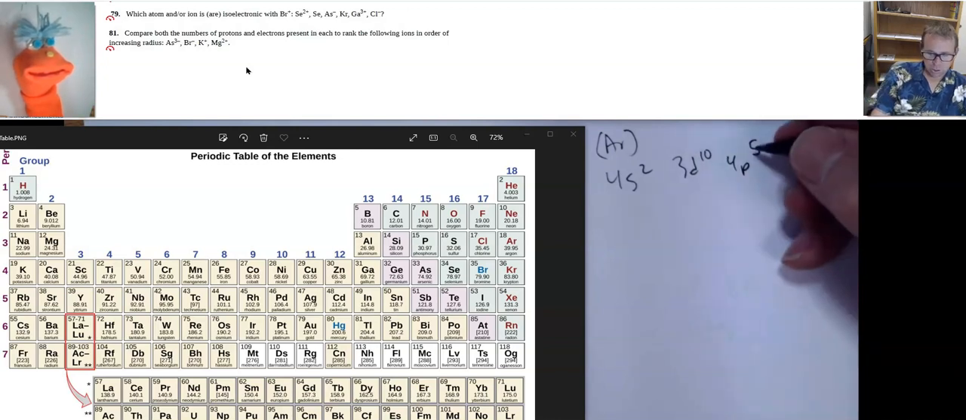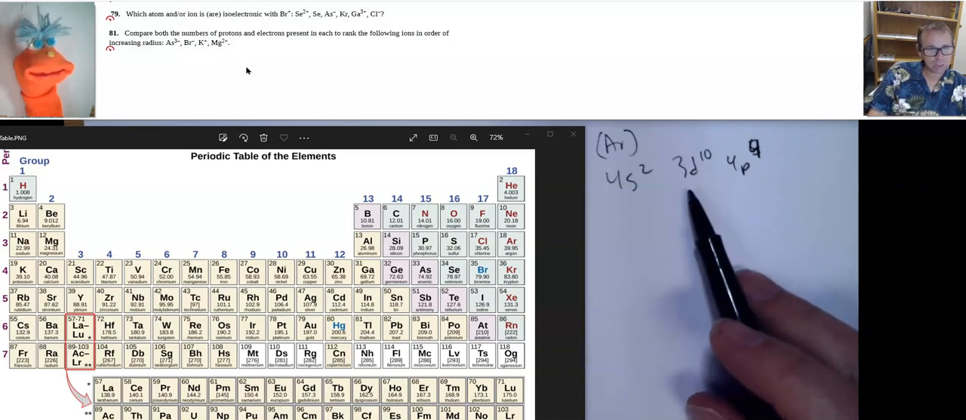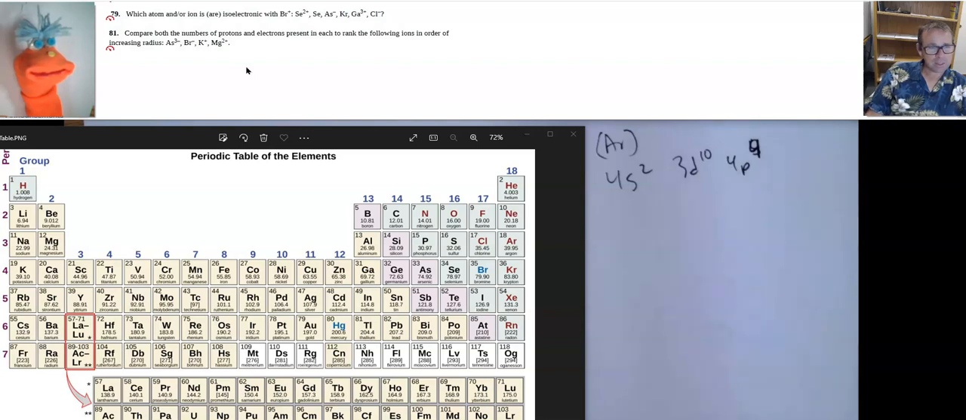Now with the plus charge, it's going to be 4p4 here. So what else has that electron configuration? 4s2, 3d10, 4p4. 1, 2, 3, 4. That's a selenium atom, right? Oh, that's an answer, huh? Yep, that's it. That's all.